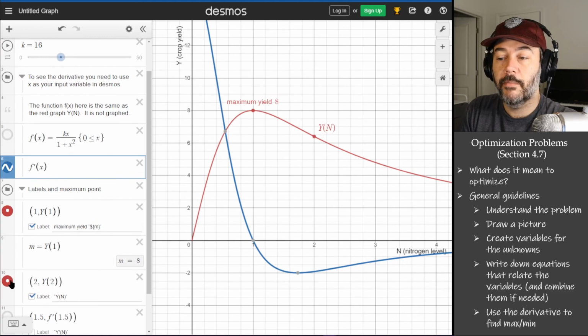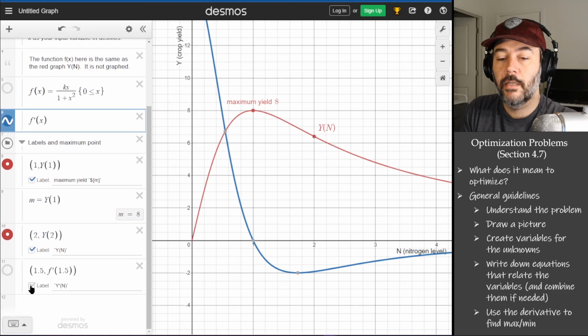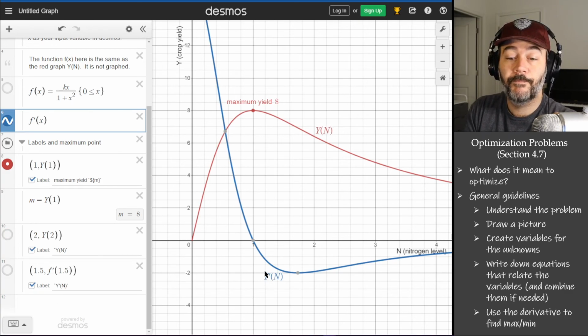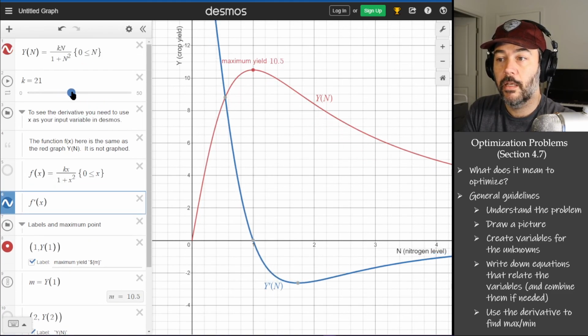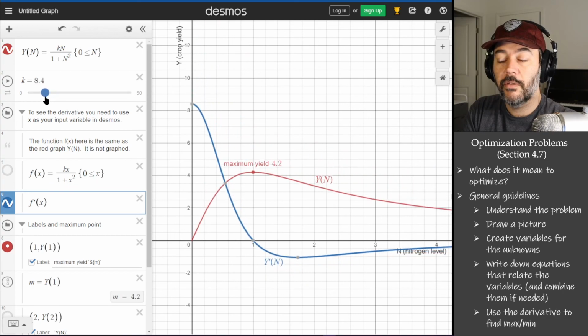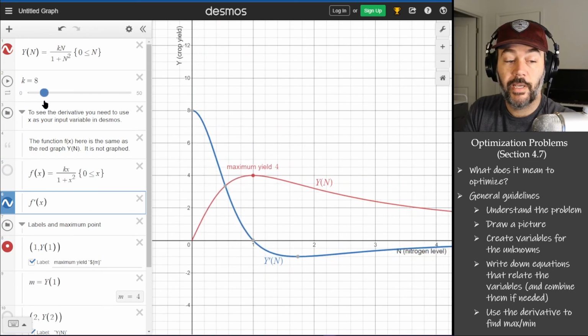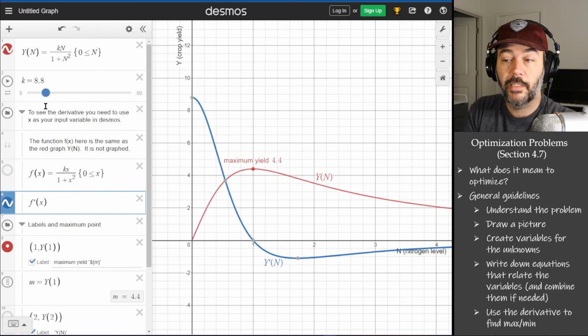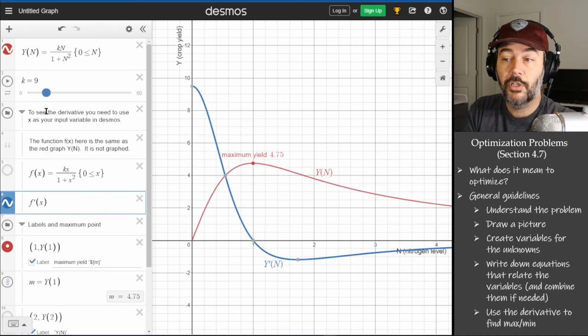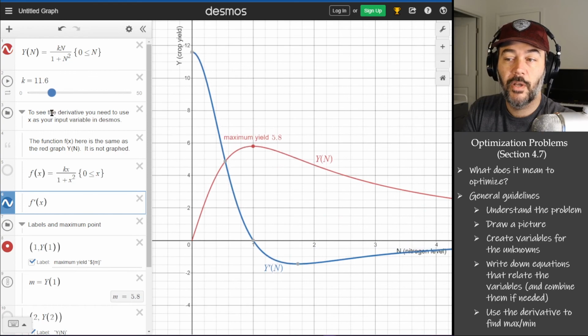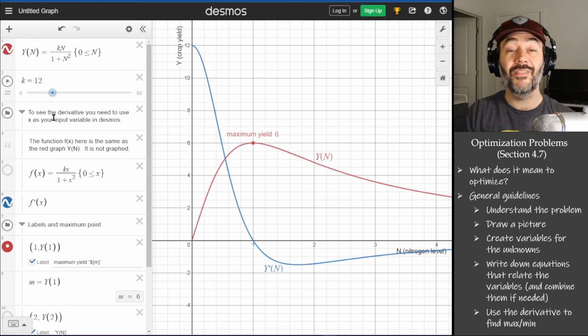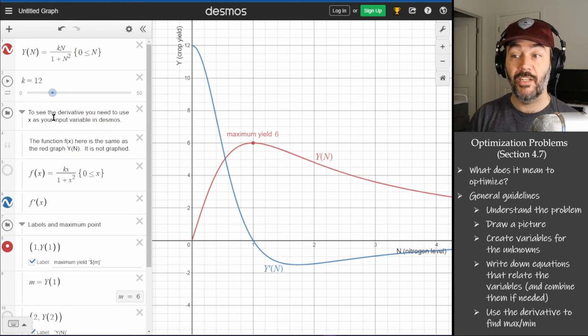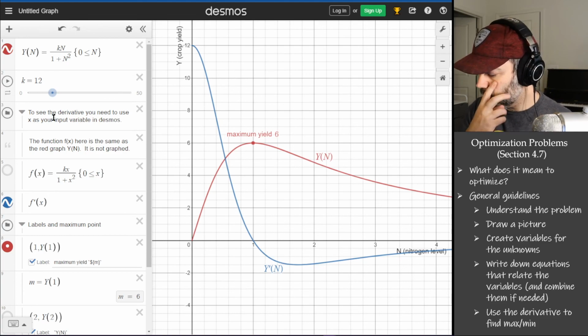I've got some labels here. So this is y prime. Notice that even when we change k, the derivative always goes through the x-axis at n equals 1. Even as we change k, the function changes and the derivative changes, but the critical value doesn't change. The value that maximizes the yield doesn't change, but the maximum yield changes.